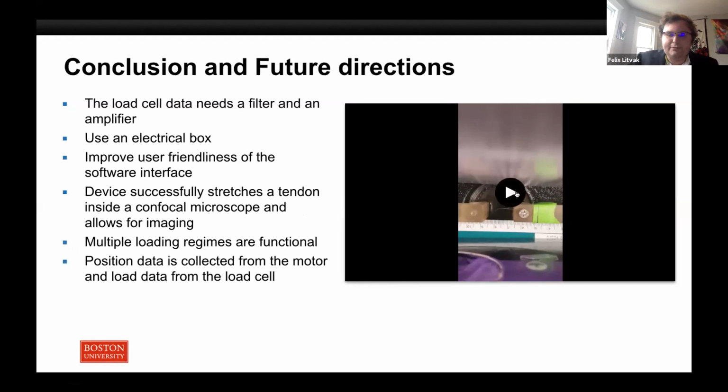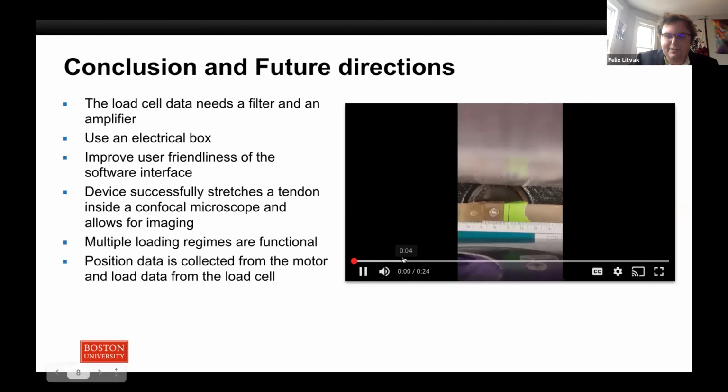So this video on the right is going to show our device in action stretching a tendon. Basically, you have these grips where the tendon is attached. And then when this grip moves, you can see the tendon, which is in the center right here, gets stretched inside of the microscope, and the microscope can image from the bottom.